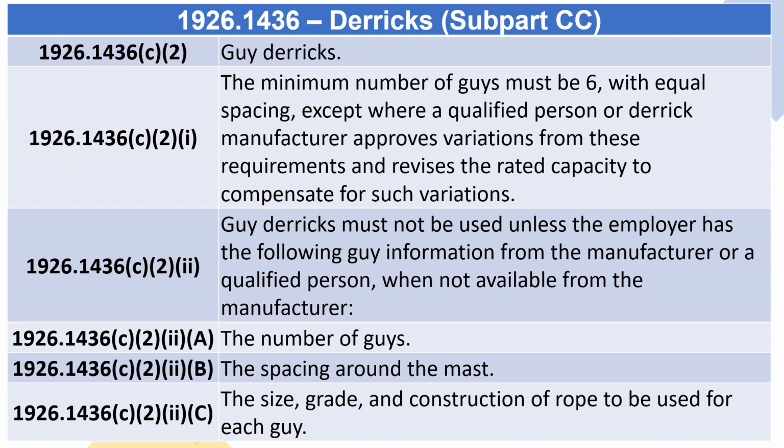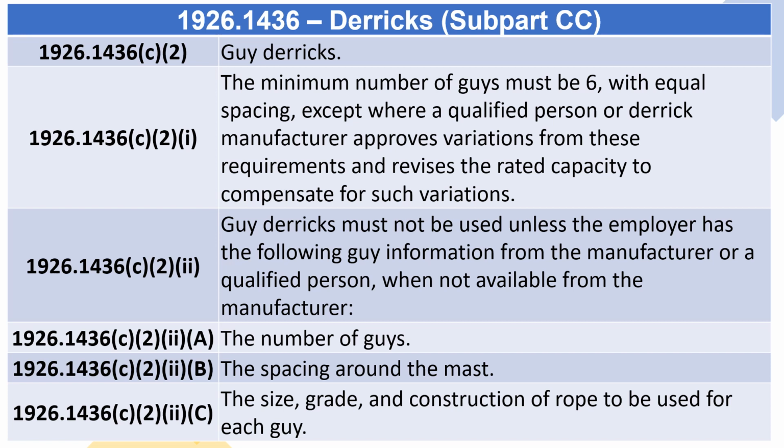1926.1436(c)(2). Guy derricks. 1926.1436(c)(2)(i). The minimum number of guys must be 6, with equal spacing, except where a qualified person or derrick manufacturer approves variations from these requirements and revises the rated capacity to compensate for such variations. 1926.1436(c)(2)(ii). Guy derricks must not be used unless the employer has the following guy information from the manufacturer or a qualified person, when not available from the manufacturer.